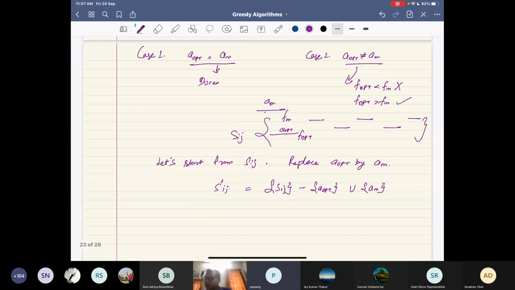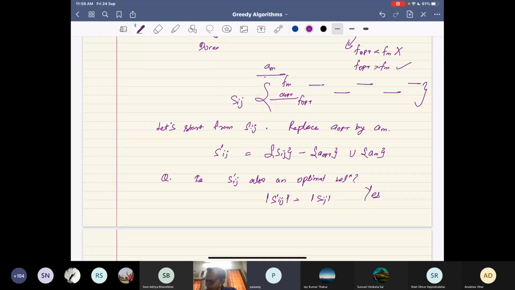Now, my question. Is S prime ij also an optimal solution? Yes, sir. Suppose Sij was optimal, right? Then I removed one activity and added one activity, so S prime ij has the same size as Sij. So yes, the answer is yes. Sir, will this be valid for any ij? Since here for Sij the start time will be after the AI. Okay, I'll come back to that.